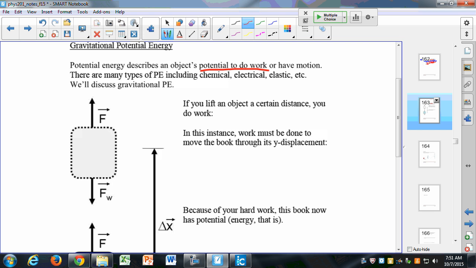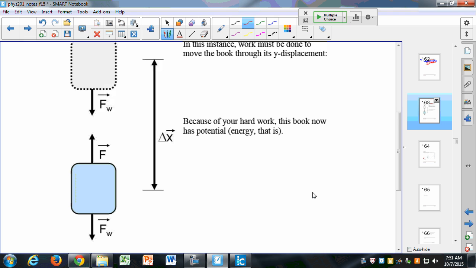So if you lift an object a certain distance, you do work. So let's say that I move this object from this point up to this point. This should be delta y. Let's say that our delta y, we move it through a height h. So work has to be done to move this. That work is equal to F dot D.